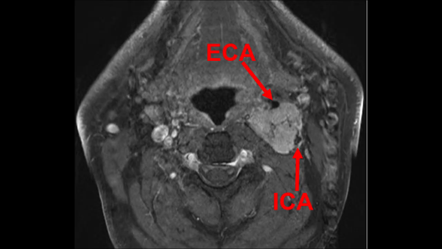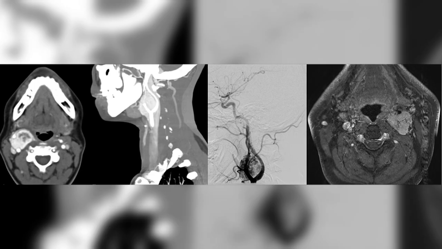On fat-suppressed T1 weighted post-contrast images, the lesion shows avid enhancement. Again, the characteristic displacement of the vessels is seen. The external carotid artery is pushed anteromedially, and the internal carotid artery is displaced posterolaterally. These findings, in combination with the flow voids and the strong contrast enhancement, confirm the diagnosis of a left carotid body paraganglioma.